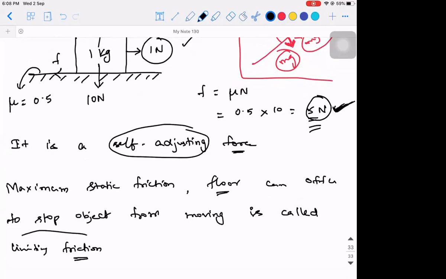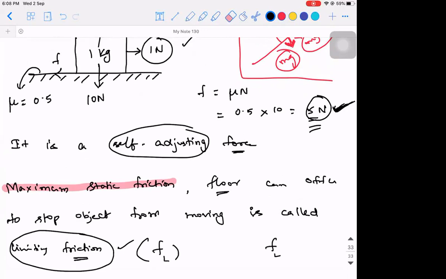So limiting friction is another term under static friction itself. What is limiting friction? To put it in very simple terms, it is the maximum static friction. It is represented by the symbol F with a subscript L. Similarly, if you put F with an S at the bottom, it is called static friction.